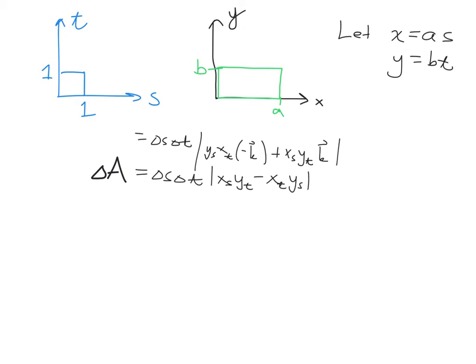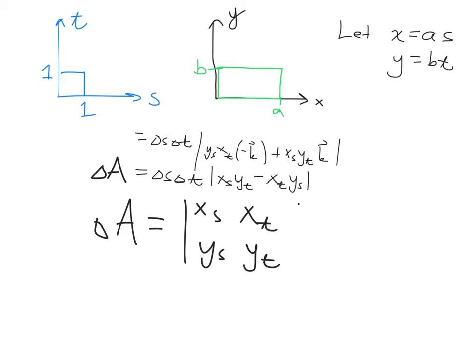And so this is quite general. Quite generally, delta A equals, we can actually write this in a shorthand notation as a determinant. It equals the magnitude of the determinant. x sub s goes there, y sub t goes there, x sub t goes there, y sub s goes there, delta s, delta t. So this determinant becomes x sub s times y sub t minus x sub t times y sub s. It's exactly the quantity we got there, and we do want the absolute value. And so this is a general expression.